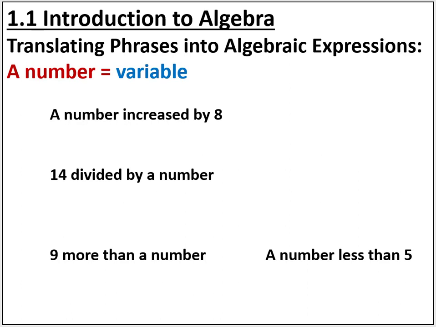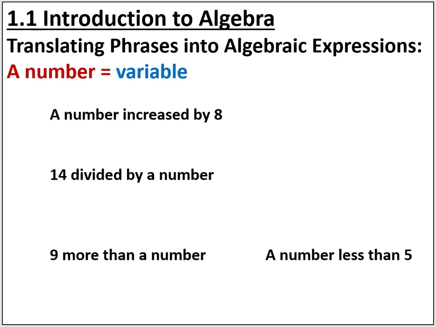So we're still going to follow the same process for translating phrases into algebraic expressions, just like in the examples for add, subtract, multiply, and divide. But now we have to take into account that if the phrase has number or a number, it means it will be an unknown variable. So let's take a look at the first example.